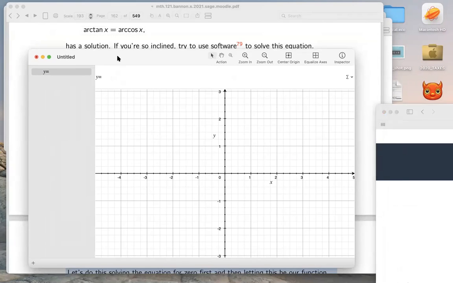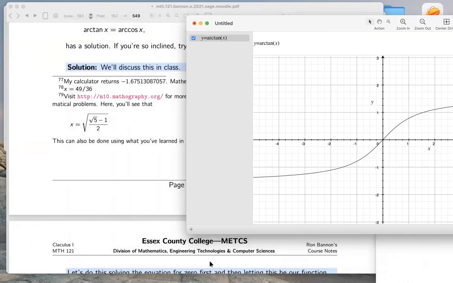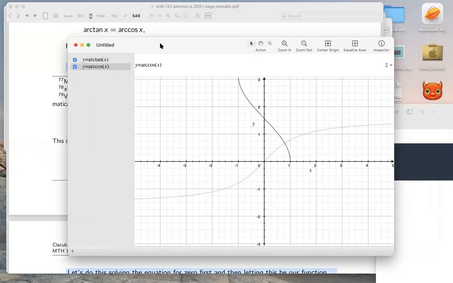Let me graph this out. Arctan of X. That's graphed out. And I'm going to graph the other function out, which is the arc cosine. And I'll put that down for you. Arc cosine. And I'm seeing that the rough picture I gave you before wasn't too bad. And what are you getting over here? You're getting a point of intersection.